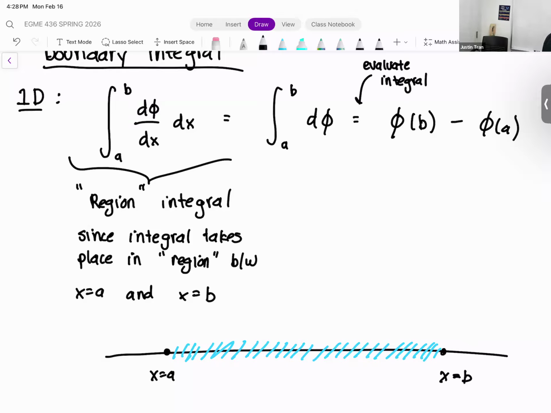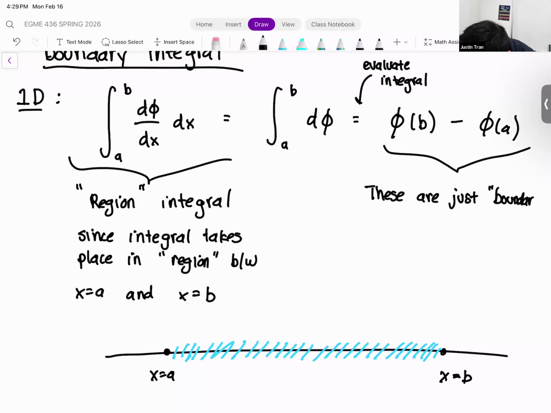Now, if we look at this expression here, we have the difference of phi evaluated at two endpoints, right? We can make the argument that these are strictly just boundary terms. Okay. So no longer are we performing an integration at all points between a and b, right? In order to evaluate this, we just evaluate phi at x equal to a and phi at x equal to b. Right?